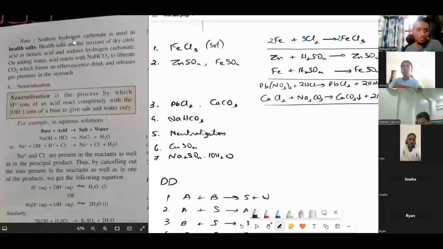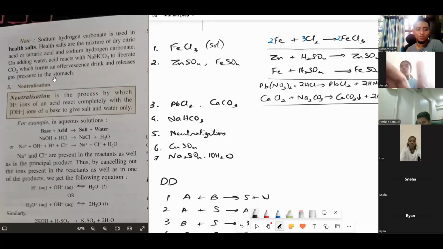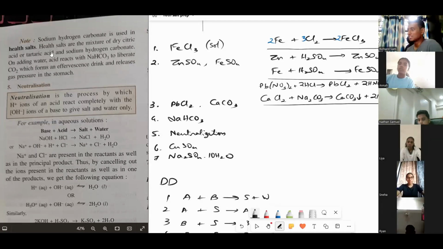Note, sodium hydrogen carbonate or bicarbonate is used in health salts. Health salts are the mixture of dry citric acid or tartaric acid and sodium hydrogen carbonate. On adding water, acid reacts with sodium bicarbonate to release CO2, which forms an effervescent drink and releases gas pressure in the stomach. So what are we talking about here? What is this health salt? It's ENO. You know ENO? Have you ever put ENO in water? Yes. What happens? Bubbles are formed. Those bubbles are carbon dioxide.